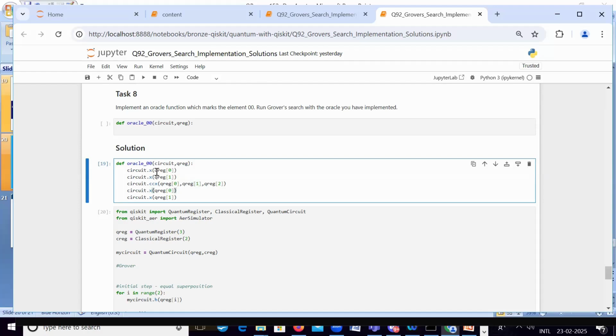The first one is applying the X gate to the first qubit and the X gate to the second qubit, and then applying the CC control-NOT gate, or the Pauli operator, using the first two qubits as the control qubits and the last one, that is the third qubit, as the target. And then again, following the same operation, X on the first qubit, and then the qubit in the second position, that is qubit 1.